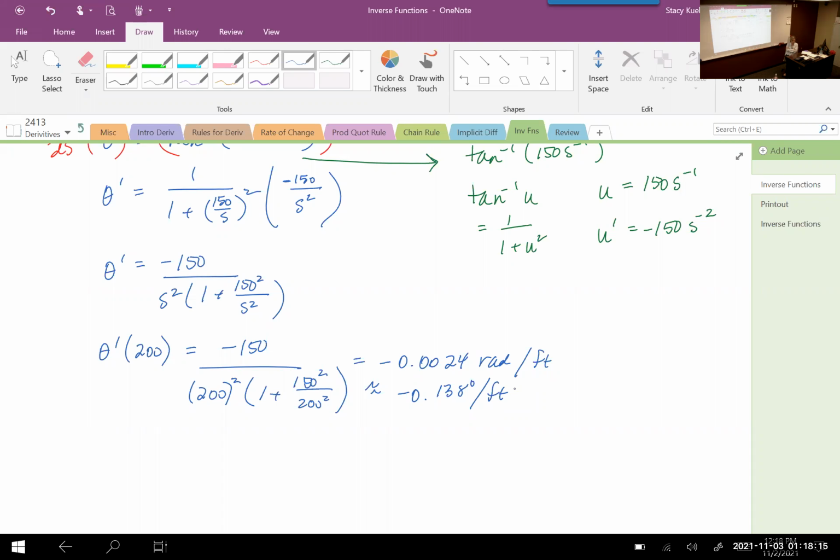Okay, wait, how did you convert it to degrees? I think I could just take the 0.0024 and convert it from, well, I'm converting from radians into degrees, right? So I would multiply by 180 over pi.